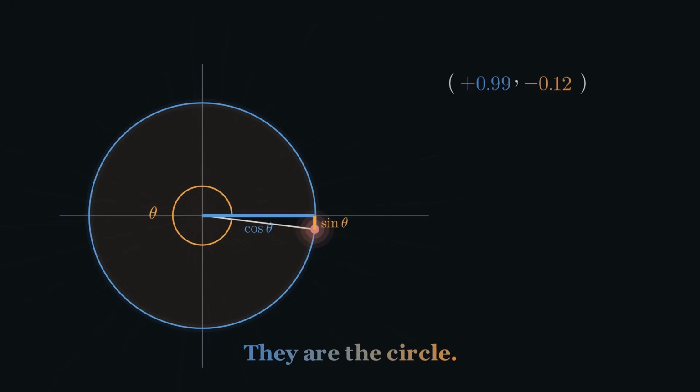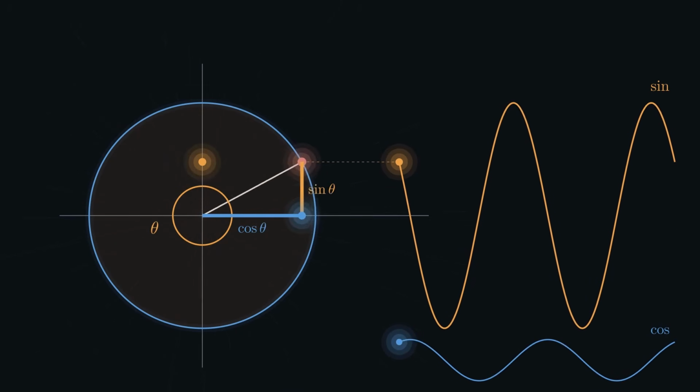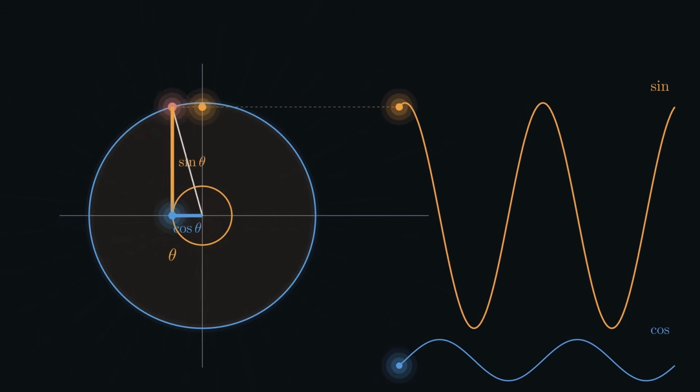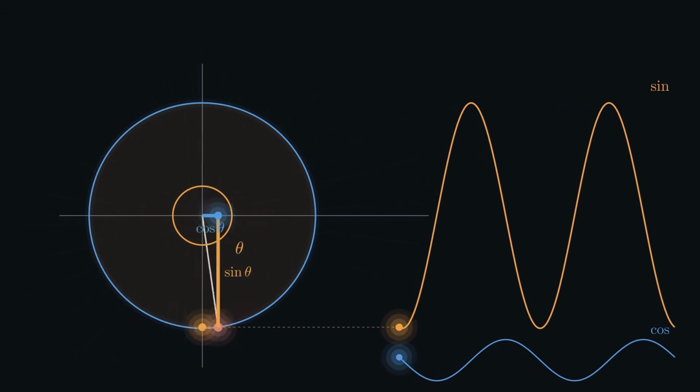Think of it as two shadows. Shine a light from the side and the point casts a shadow on the vertical axis. That shadow, sliding up and down as the point spins, is the sine. Now shine a light from above and it casts a shadow on the horizontal axis. That one is the cosine. One spinning point, two shadows, and those shadows are exactly the two functions we keep meeting. The circle was the source all along.